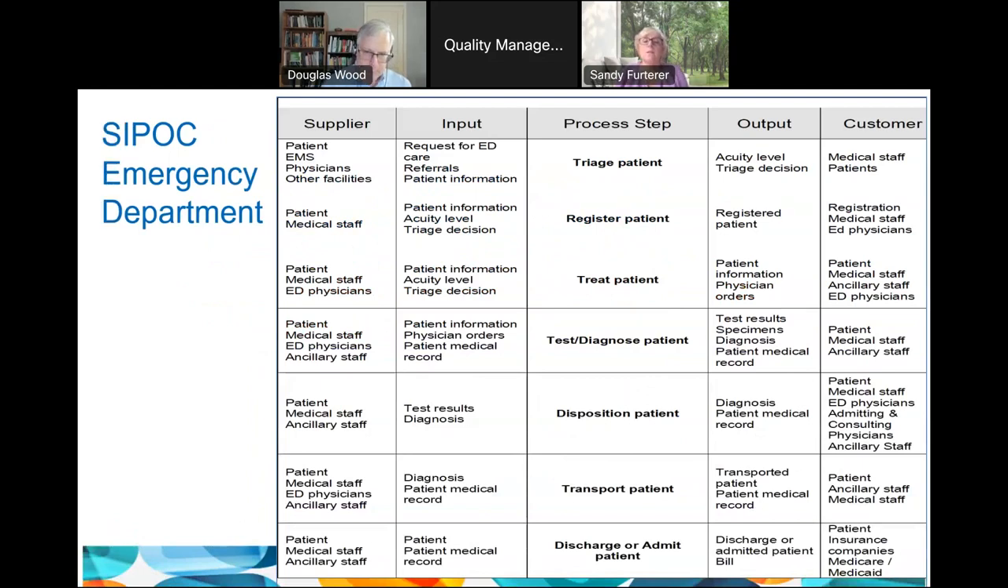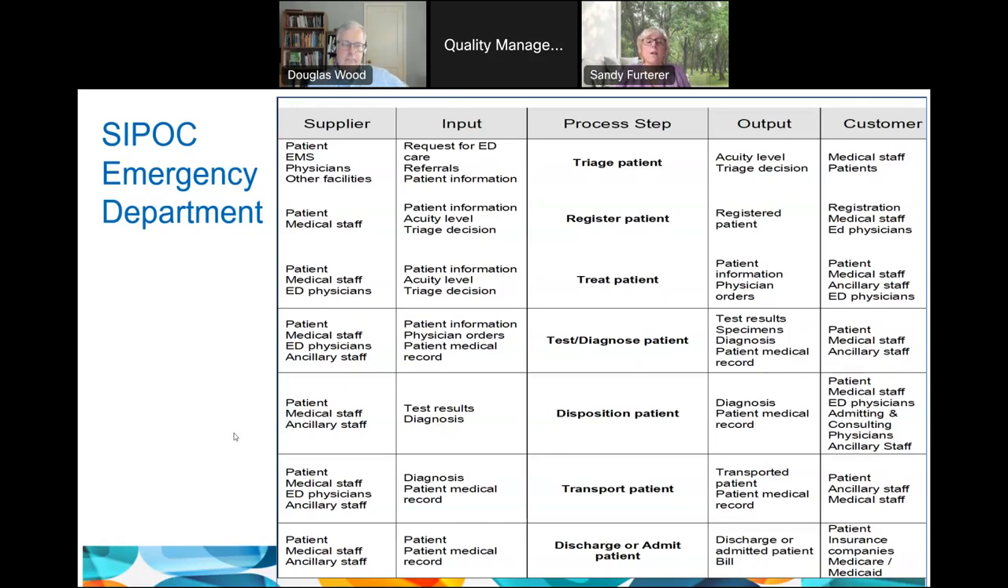Now, one thing that becomes apparent is that a lot of times the list of suppliers are also the same as the list of customers because you've got this integrated continual handoff between the process steps. So, you know, the patient provides information and then that information goes to the physicians and then they're providing additional information to be tested and they're being tested and they get test results. So it just becomes kind of a loop all the way through these process steps.